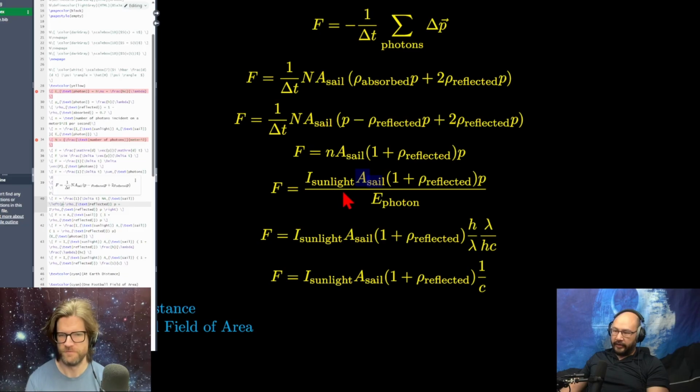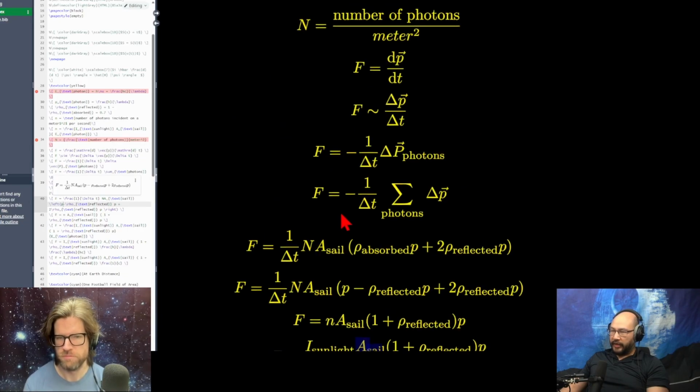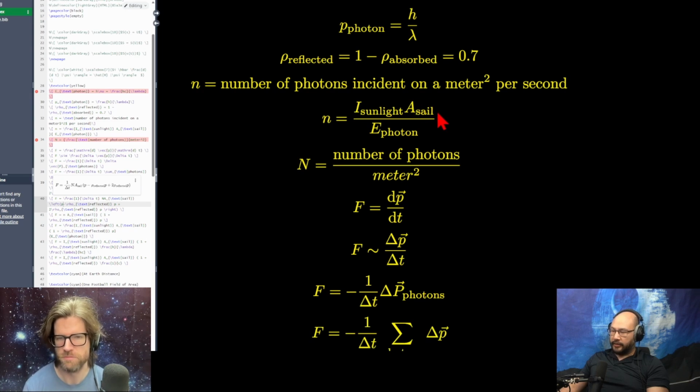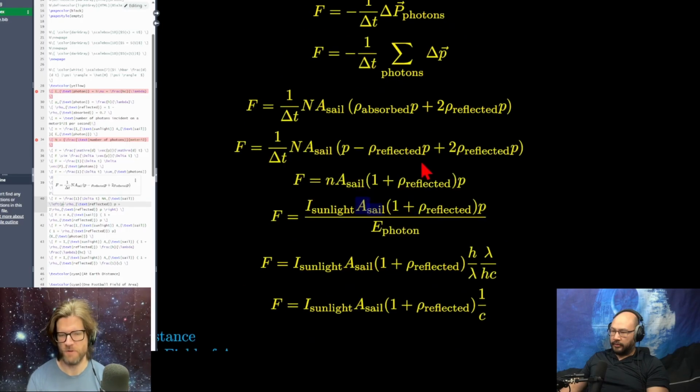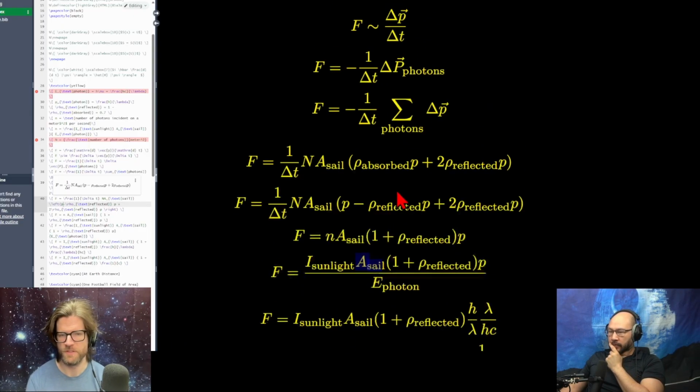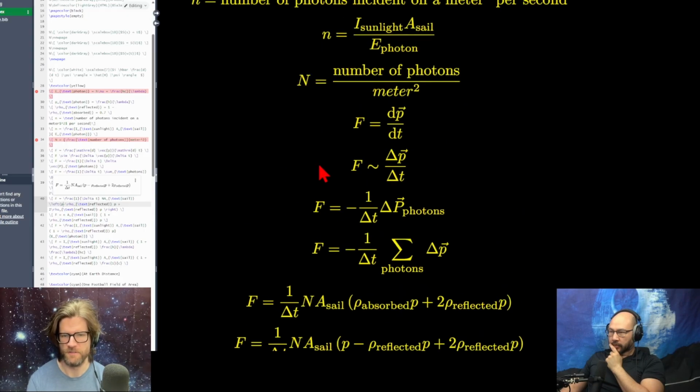Does this require an area squared? Because little n already has an A sail in it. I think it does not require a squared. I think I messed up my definitions again. Let's chase it down. I think in the first force line, force equals 1 over delta T, big N times A sail, that A should be eliminated. That does make sense.